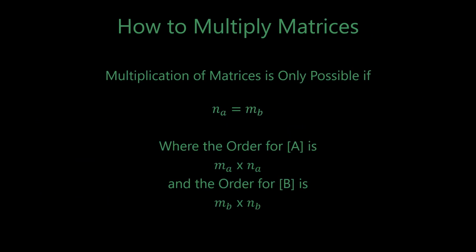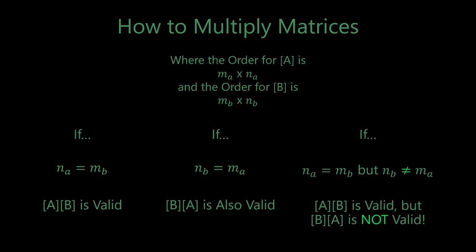Now that we've done addition and subtraction, we're going to work on multiplication. Multiplication of matrices is only possible if the columns of matrix A is equal to the rows of matrix B. If the columns of matrix A is equal to the rows of matrix B, then matrix A times matrix B is valid.